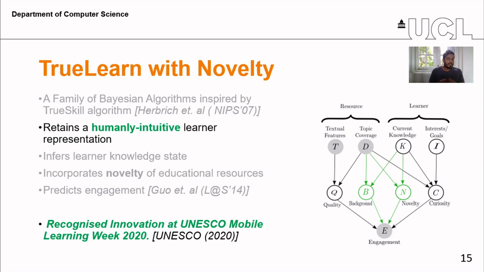What that means is, at any given time, you can have a look at this learner representation, and most of this representation makes sense to you because it is represented in a form that is understandable to humans, which is Wikipedia topics. So now we are going to look at a bit more on this TrueLearn algorithm.